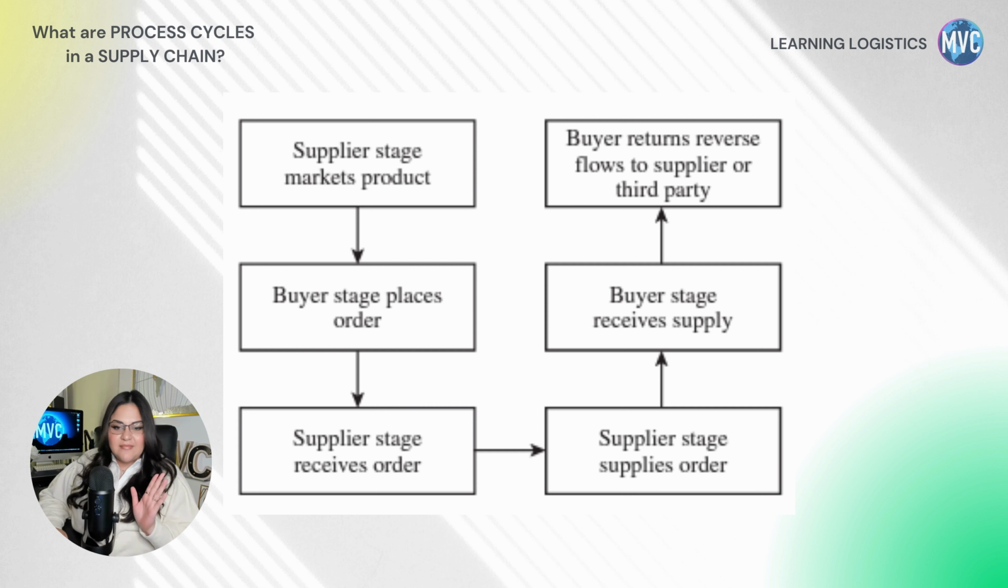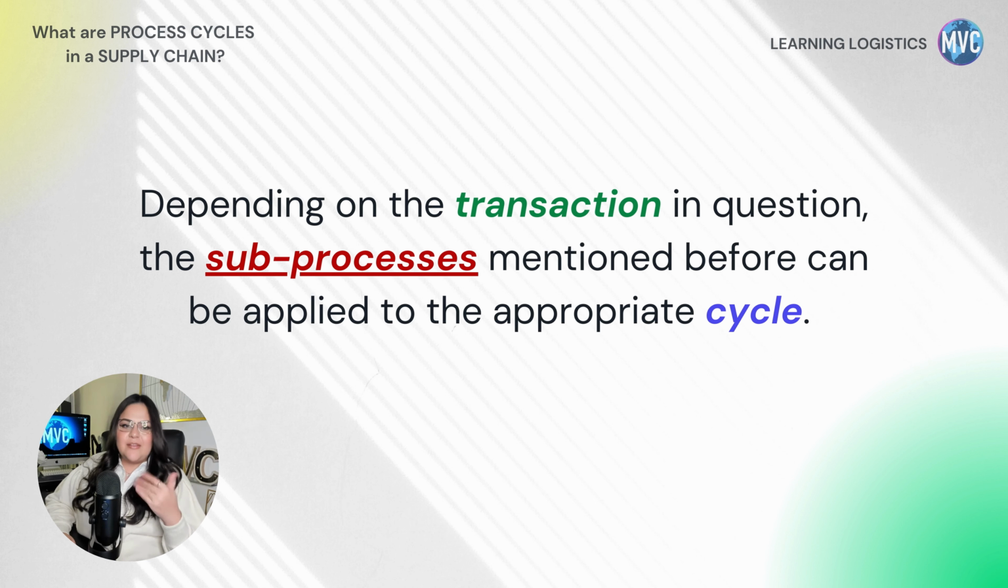So think of these 6 different sub-processes as individual little things that happen within each of the different cycles: the customer order cycle, replenishment cycle, manufacturing cycle, and procurement cycle. All of these have to happen simultaneously as sub-processes. We also have to consider that depending on the transaction in question, the sub-process mentioned before can be applied to the appropriate cycle.